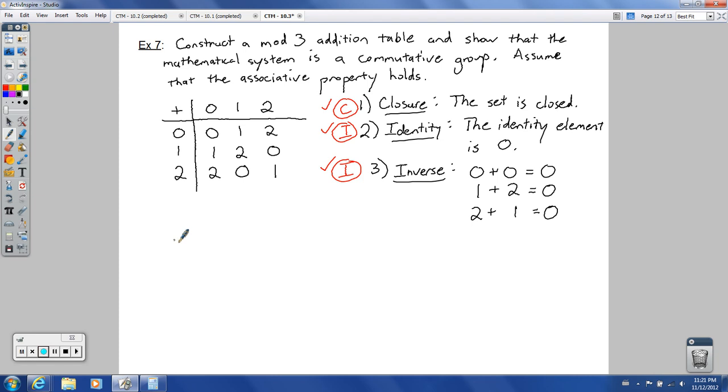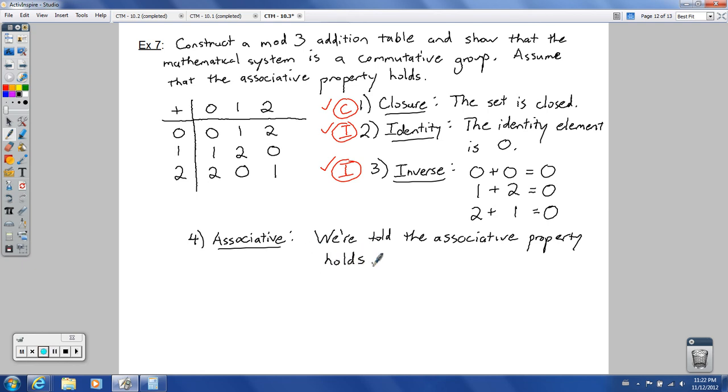Now let's check step 4. We're checking the associative property. And if we had to check each one, this would be pretty tedious. We'd have to do quite a few combinations. But this, we're supposed to assume that the associative property holds. So we'll just write that down, that we're told the associative property holds. And so next to this would be my A part. I would put a check mark there. We're good to go on that.